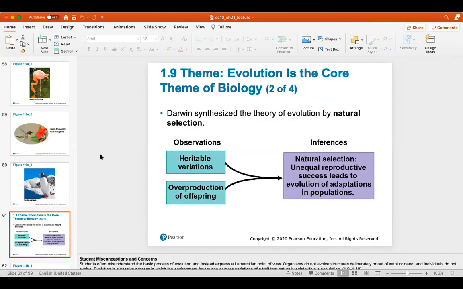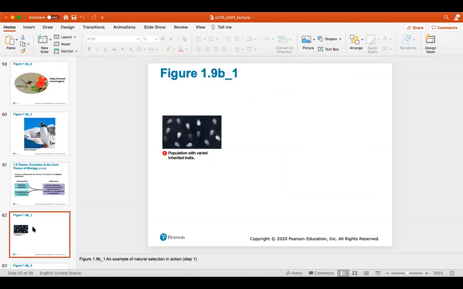Evolution is the core theme of biology. The theory by Charles Darwin synthesized this theory by natural selection. So he looked at observations and then took inferences from those observations, looking at heritable variations and overproduction of offspring. This led to natural selection, which is an unequal reproductive success leading to evolution of adaptations in certain populations.